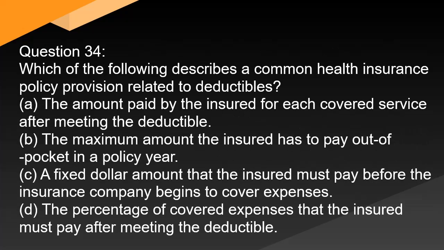Question 34. Which of the following describes a common health insurance policy provision related to deductibles? A. The amount paid by the insured for each covered service after meeting the deductible. B. The maximum amount the insured has to pay out of pocket in a policy year. C. A fixed dollar amount that the insured must pay before the insurance company begins to cover expenses. D. The percentage of covered expenses that the insured must pay after meeting the deductible.